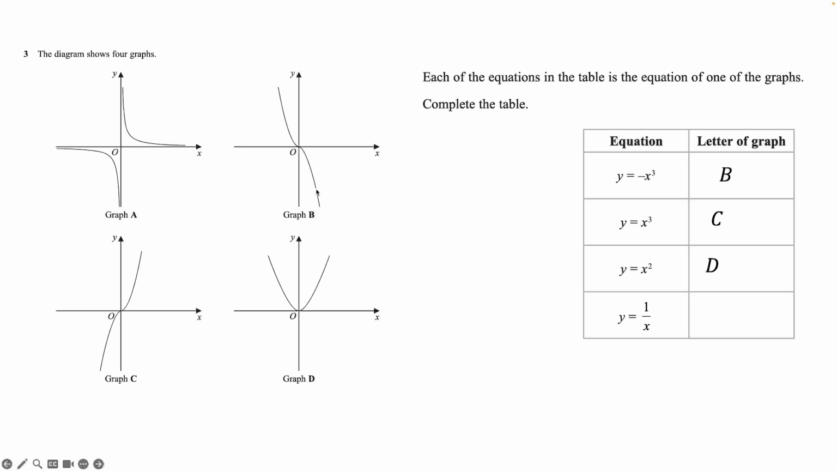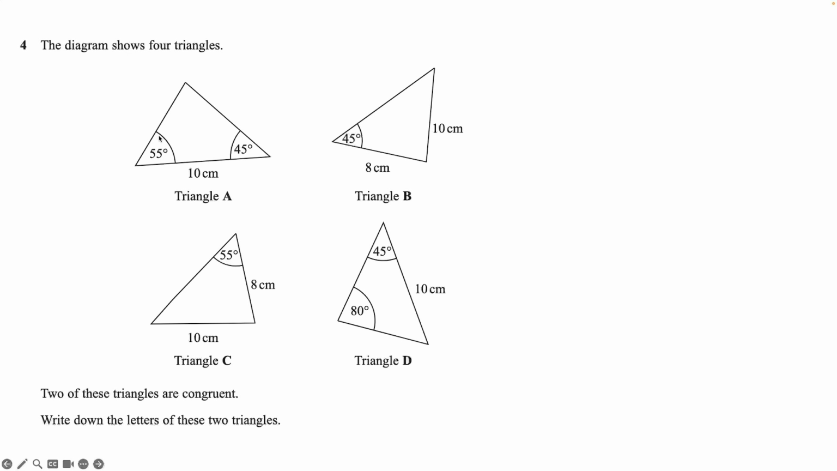And by process of elimination, we know that this one's going to be 1 over x. So this one's A. You should know what a reciprocal graph looks like just from memorizing it, but you can also just get it from elimination. You can also think of it as, well, we can't divide by 0, so we can't have x equal 0, and this is the only graph where x doesn't equal 0. Cool. Question number 4 then.